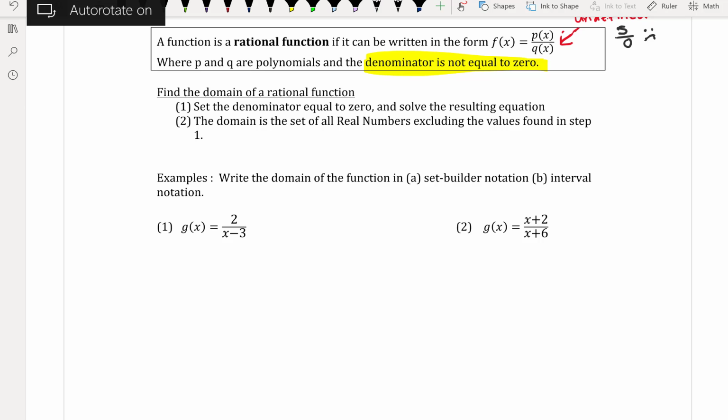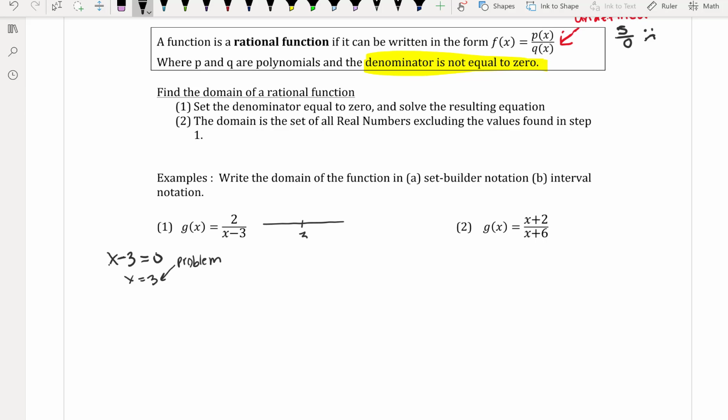So for example, number 1, we have 2 over x minus 3. I'm going to look at that denominator, which is my x minus 3, set it equal to 0. When I add 3 to both sides, I will get that x is equal to positive 3. So positive 3 is my problem. That is my restriction. If I were to draw this out for my visual people on the number line, if I have the number 3, it's all the numbers except for positive 3.